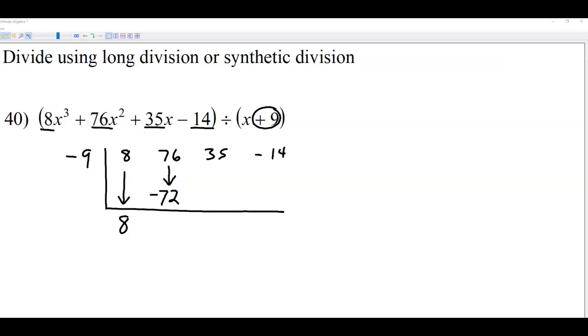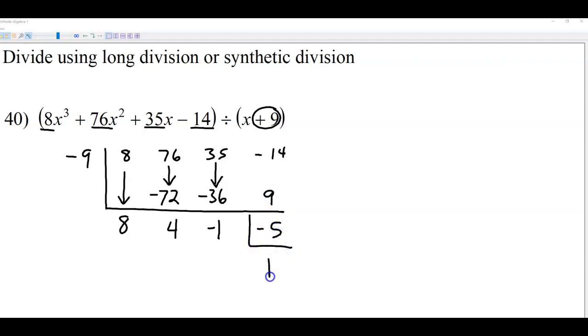76 take away 72 is 4. Then we multiply these together. That's negative 4, and we put it right here. Then we add down, and we get negative 1. Then we multiply these together. Actually, let me back up. If I multiply this times this, I get a positive 9. And so negative 14 and 9 leaves me with negative 5.